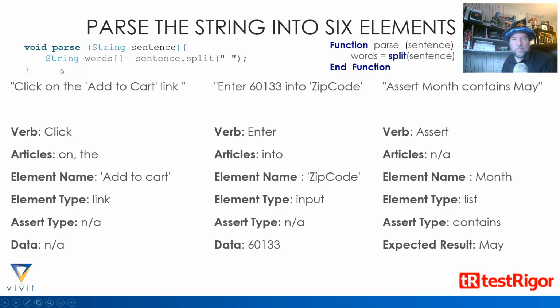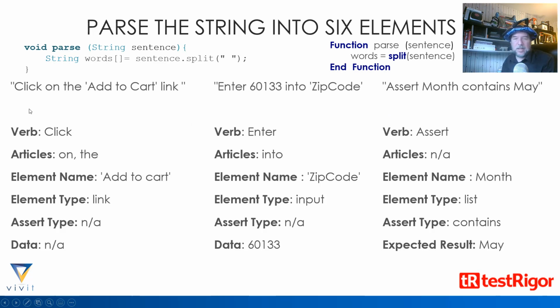So it turns out it's really not all that difficult. Over here, we have code for doing that parse, basically splitting up into a words array. Same thing over here in VBScript, creating an array of words based on splitting up the sentence. The sentence automatically divides by a single space. So let's take a look. Some common things that we might do: click on the add to cart link. Well, this would break down into about 6 different elements: verbs, articles, element names, and this actually became fairly easy to identify and build a framework out of this.